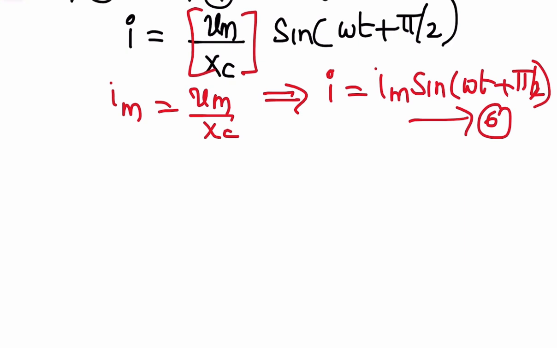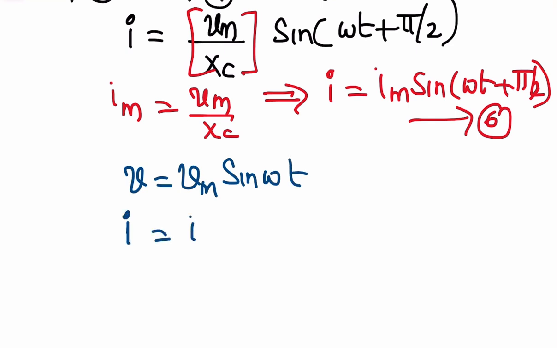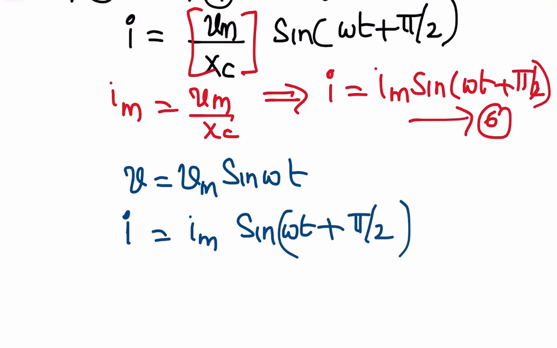V is equal to Vm sine omega t. That is the voltage equation. I is equal to Im sine omega t plus pi by 2. Now very clearly you can see here, this is the phase difference, that is pi by 2. That is also plus pi by 2. Plus pi by 2 means what? Current is leading the voltage by 90 degrees.